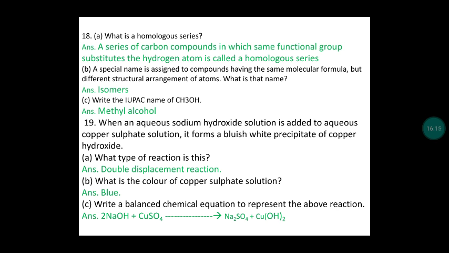When aqueous sodium hydroxide is added to aqueous copper sulfate solution, it forms a bluish-white precipitate of copper hydroxide. Now the question related to this is, what type of reaction is this? This will be a double displacement reaction. What is the color of the copper sulfate solution? That will be blue. Write the balanced equation to represent the above reaction. The reaction will be represented in a balanced equation like this: 2NaOH plus CuSO4 will give Na2SO4 plus Cu(OH)2.